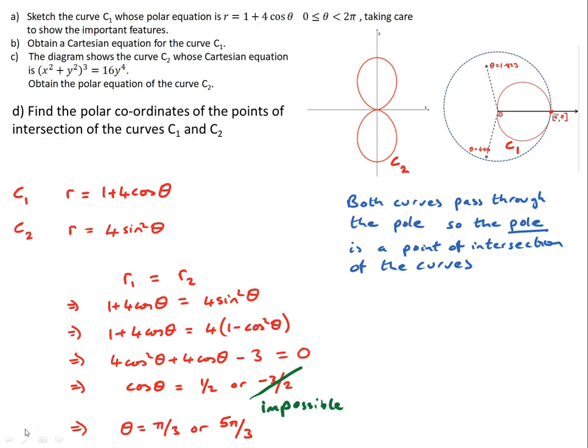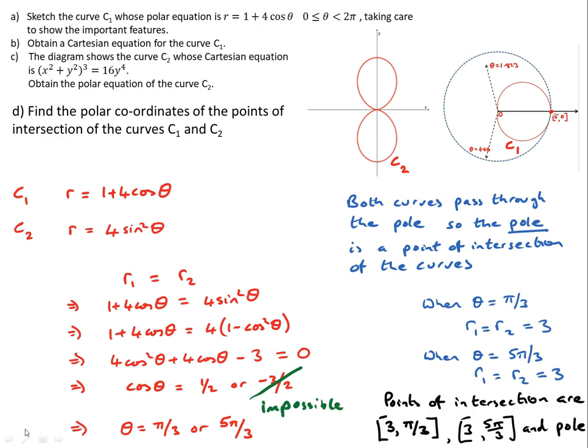If theta is pi by 3, then going back to either the equation for C1 or the equation for C2, we obtain r equals 3. And similarly, when theta equals 5 pi by 3, we obtain r equals 3. So the points of intersection of the two curves are the point with polar coordinates (3, pi by 3), the point with polar coordinates (3, 5 pi by 3), and the pole.